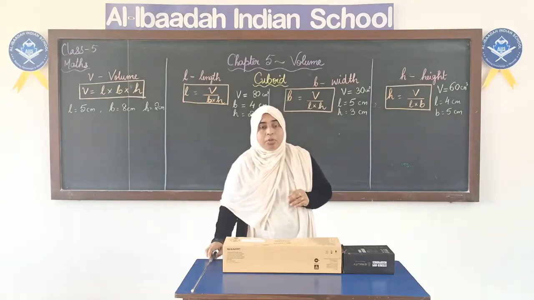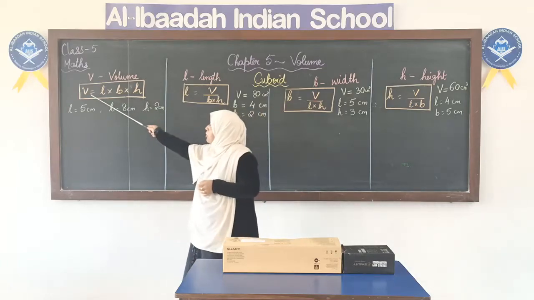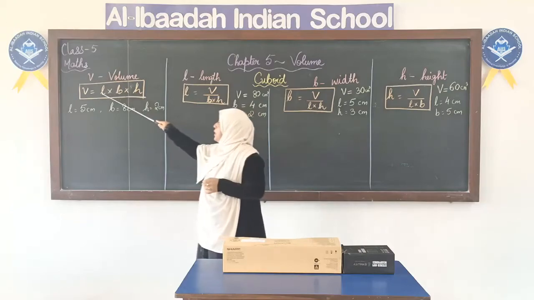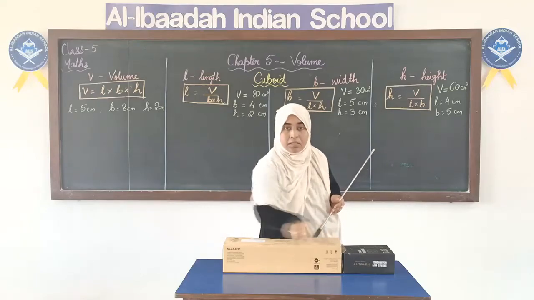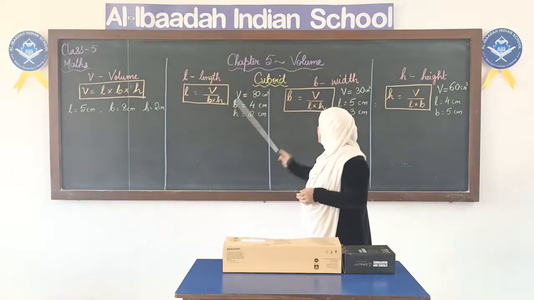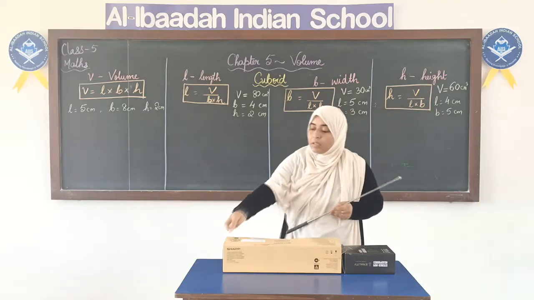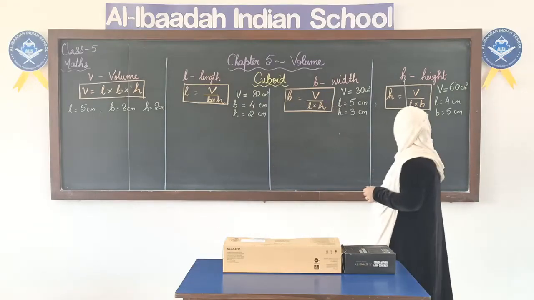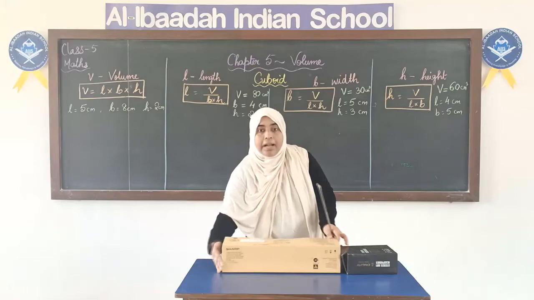Okay. Now to find the volume of a cuboid we need to know the formula. Now here you can see the formula for the volume is V, which stands for volume, is equal to L into B into H. Now what do we mean by L? L means the length of the cuboid. Okay. Then B stands for width. Now width is this part. This is the width of the cuboid. Then it is H. H stands for height. Like I have shown you, this is the height of the cuboid.